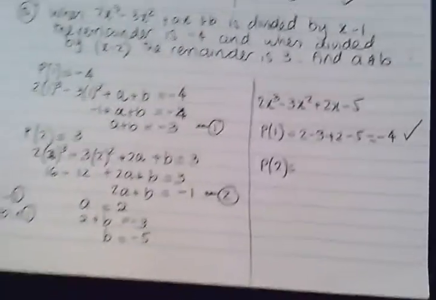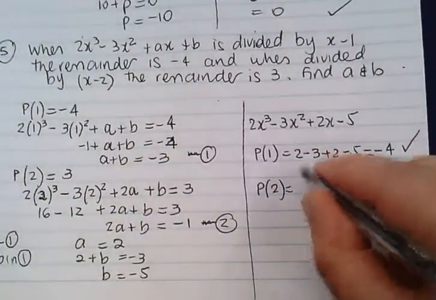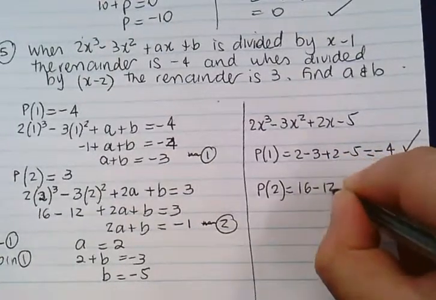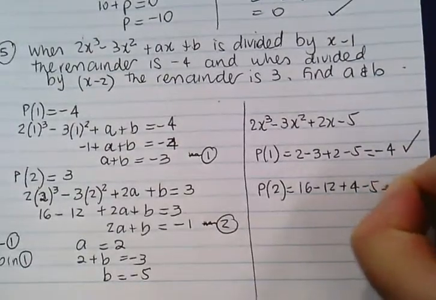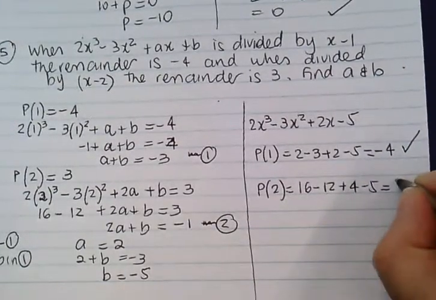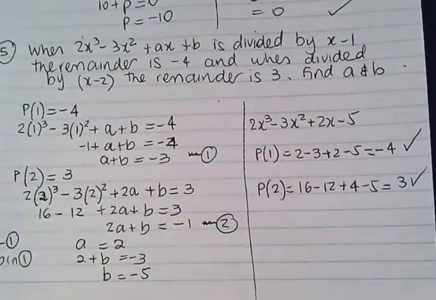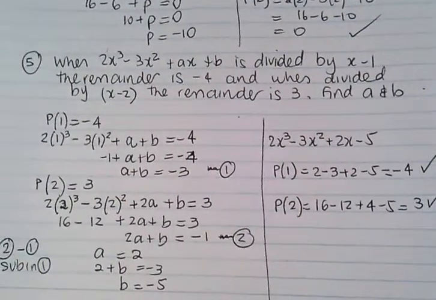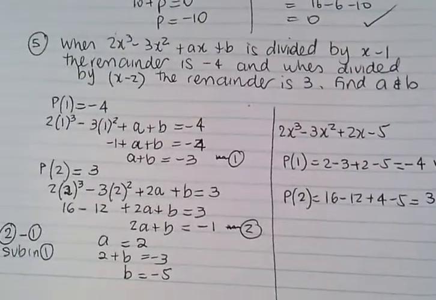And just checking P of 2 quickly. P of 2, that's 2 times 8, that's 16, minus 3 times 4 is 12, plus 4 minus 5. I'm getting 3. And that's correct. Okay? So it looks right. You're not going to have time to do that in the exam, but I'm just showing you that it does work.